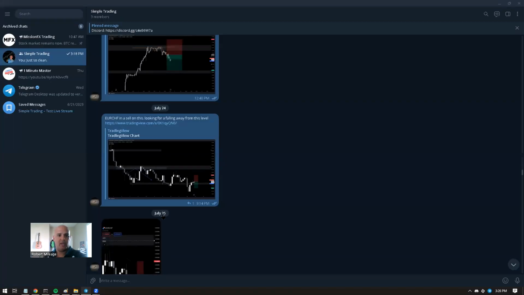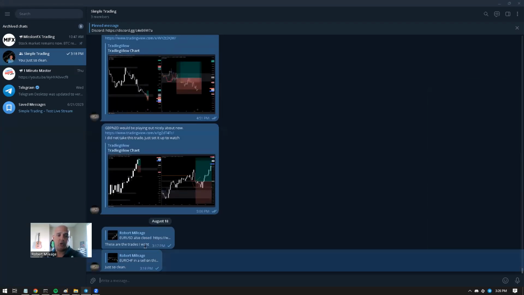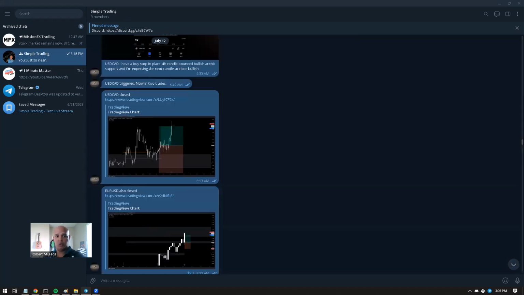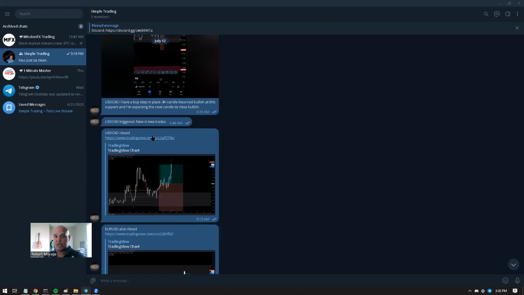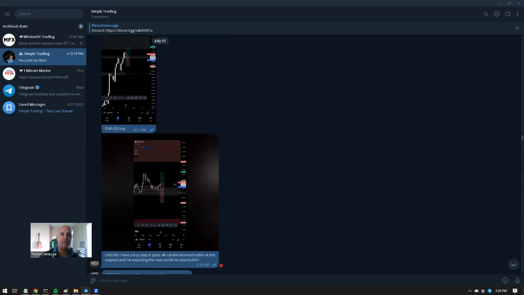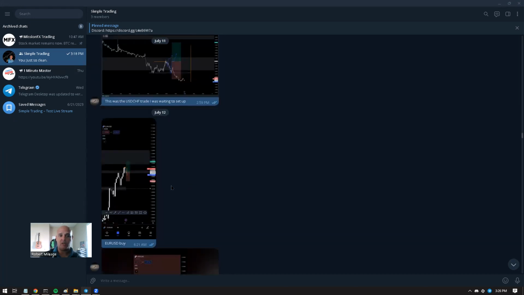I shared these back in my Telegram channel that I just keep track of what I'm doing in the market, what I'm looking for, and what I plan on doing. Euro CHF was one of them that fell away from this area. I was looking for a break and retest of this area. Euro USD was also another that I had called out, expecting price to go up from this area. I have a buy stop placed on the 4-hour candle bounce, waiting for a support area to form, and it did. And so everything worked out well there.